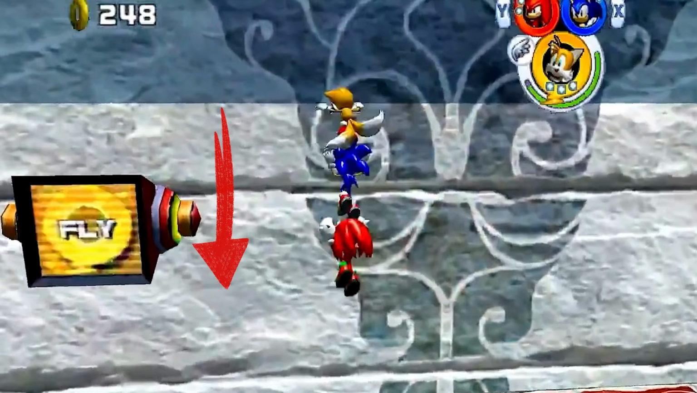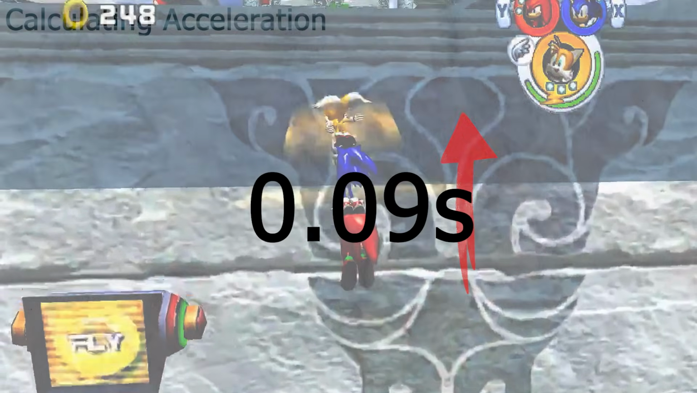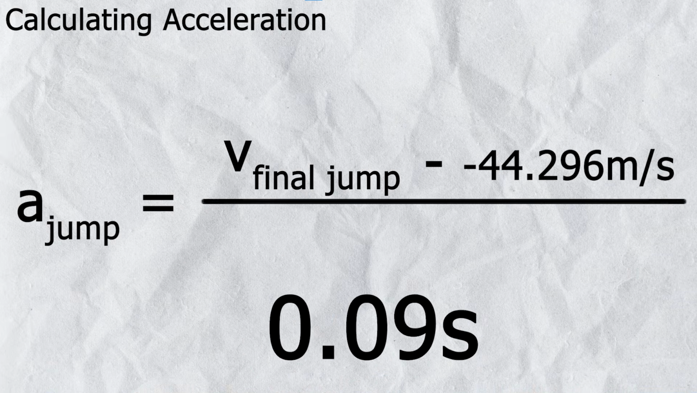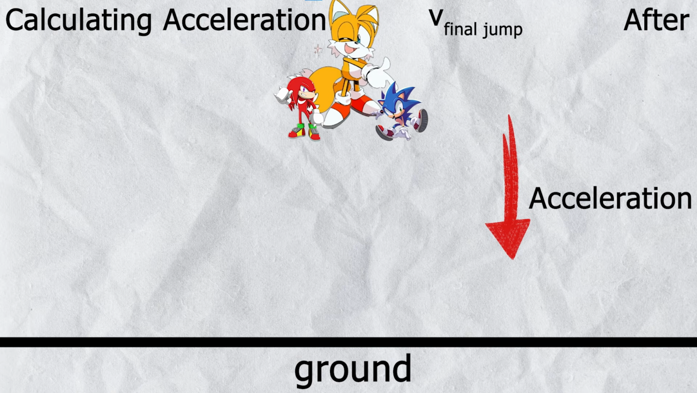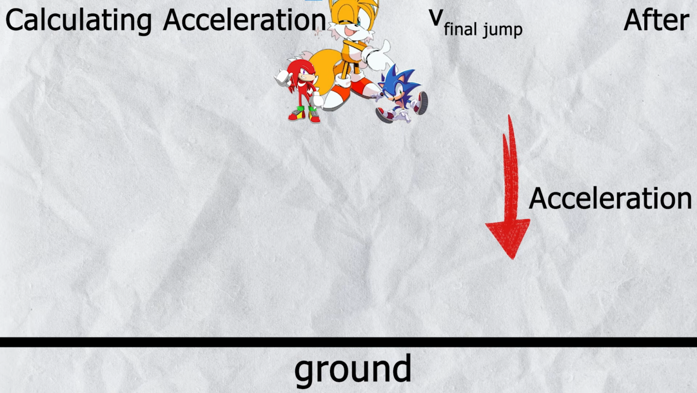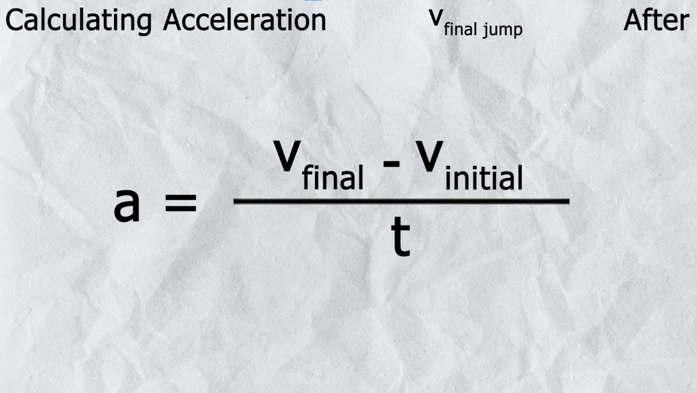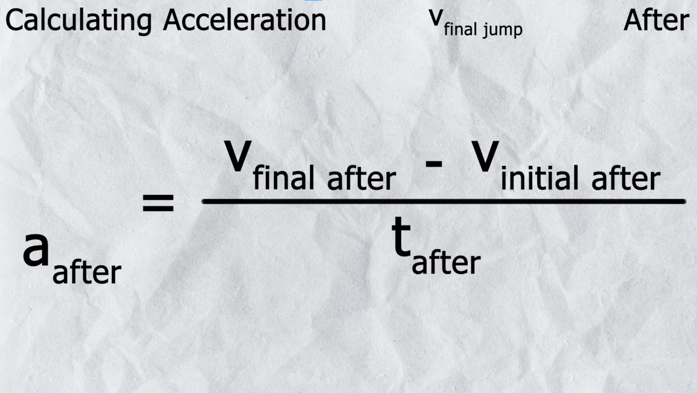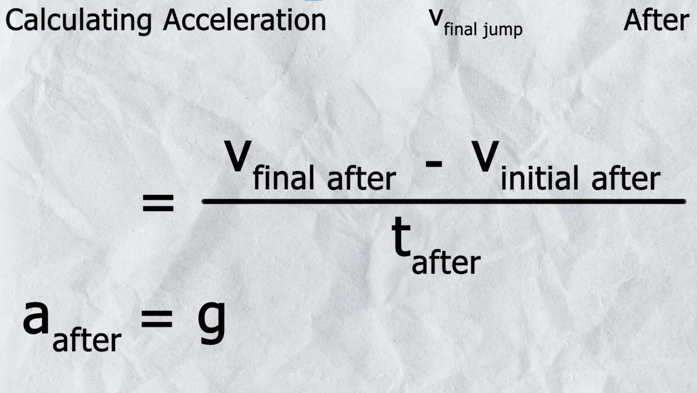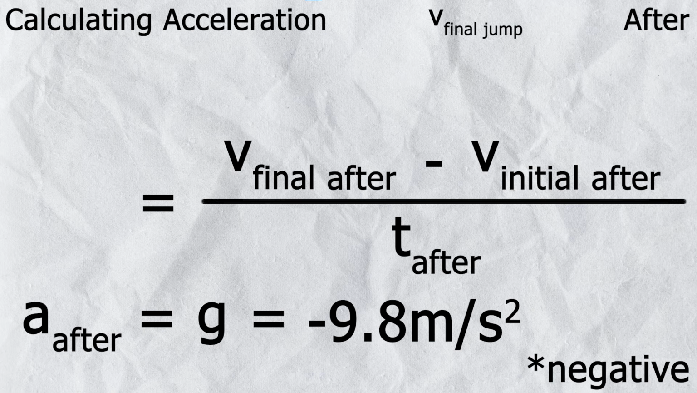Using this visual, Tails accelerates upwards for only 9 milliseconds. This is the jump time used in our jump equation. This leaves us with only the final jump velocity. For this, we'll have to consider the after scenario after the double jump. Here, Tails accelerates downwards due to gravity after double jumping until his velocity becomes 0 at the apex of his double jump. Using yet another instance of this kinematics equation for after the double jump this time, the after acceleration would just be the gravitational acceleration, which is 9.8 meters per second squared.